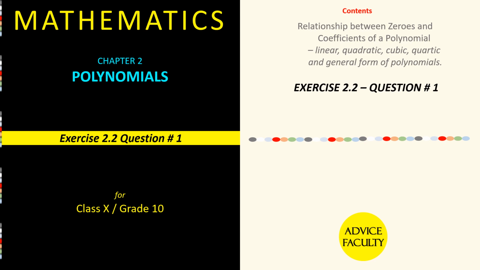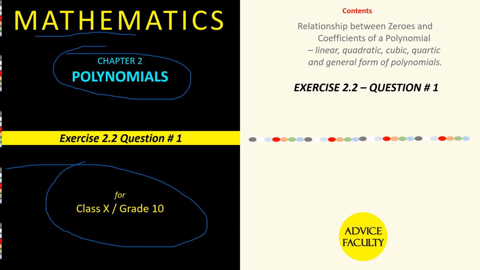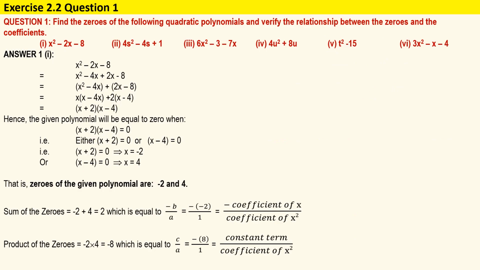Hi, welcome to this session on Mathematics, Chapter 2 on Polynomials. For class 10 or grade 10, we are doing exercise 2.2, question number 1. Question number 1 states, find the zeros of the following quadratic polynomials and verify the relationship between zeros and the coefficients. Answer 1, part 1, x square minus 2x minus 8.